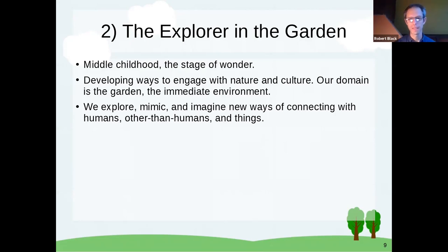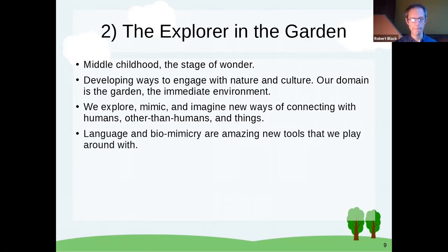Explore, mimic, and image new things. We're using imagination a lot as children in this stage. Of course, we're engaging with much more than just humans as well, if we get the chance. Even if we don't get the chance to engage with nature, we're still engaging with whatever we can find around us. Language and biomimicry are amazing new tools we have to play with the world around us. So often, I particularly remember right now, pretending to be a lion at different times, or jumping around on bales like a mountain goat. So all sorts of biomimicry going on.